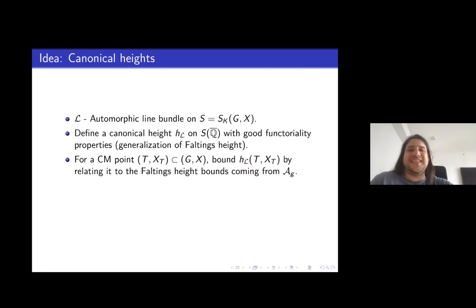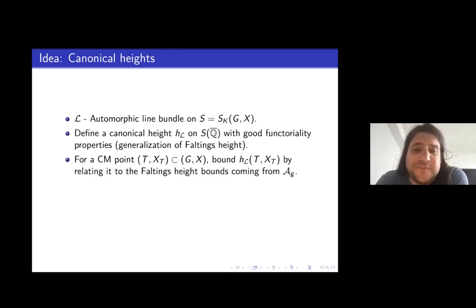But now we have this fantastic input where we already know that the theorem is true for all CM points in AG. So this gives us a huge amount of information. We get a huge amount of bounds on heights of automorphic line bundles on these CM points, these zero-dimensional Shimura varieties. And the idea is from that, just taking linear relations to deduce the height bounds on those that show up from arbitrary Shimura varieties.